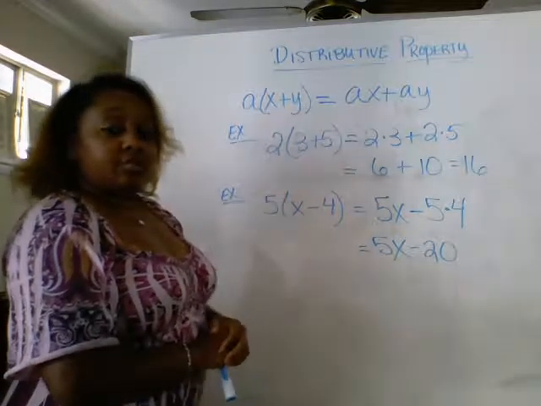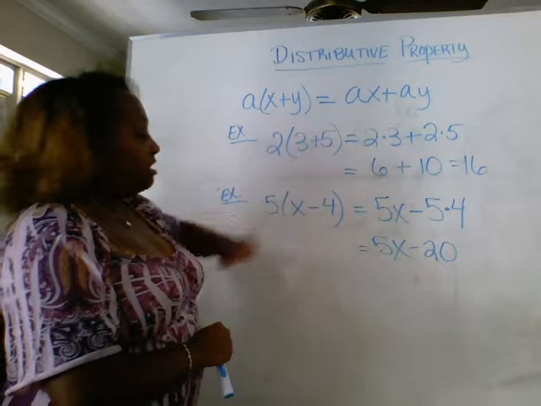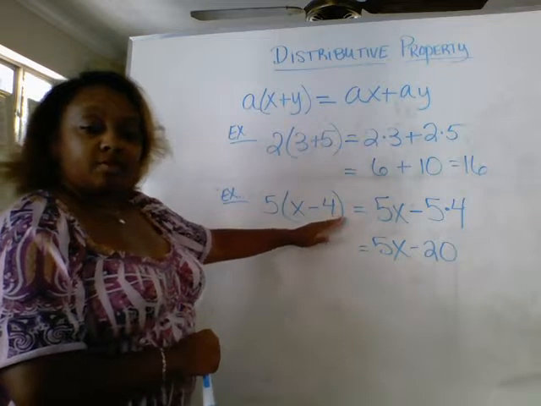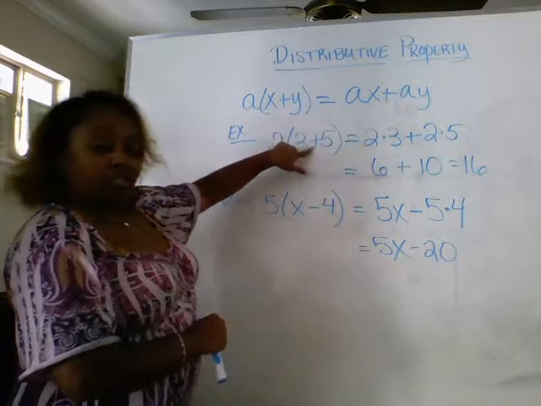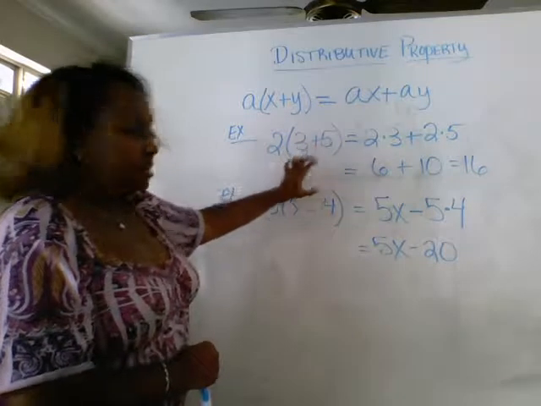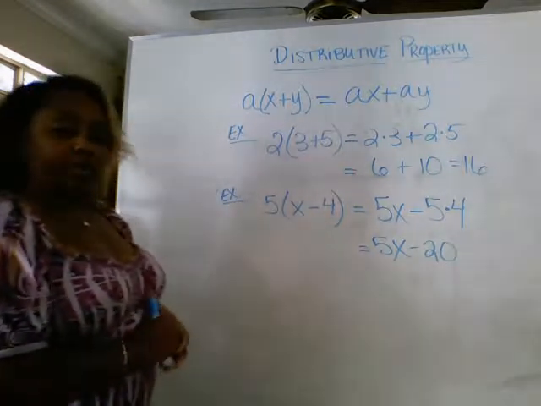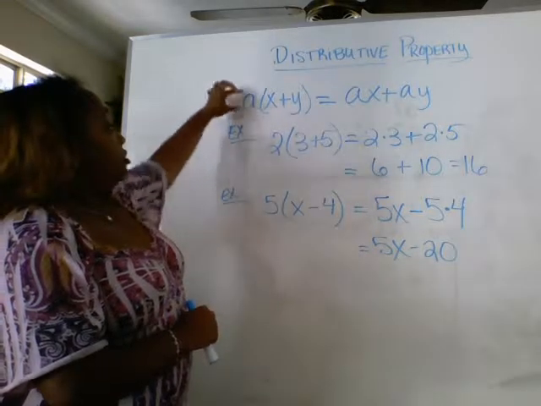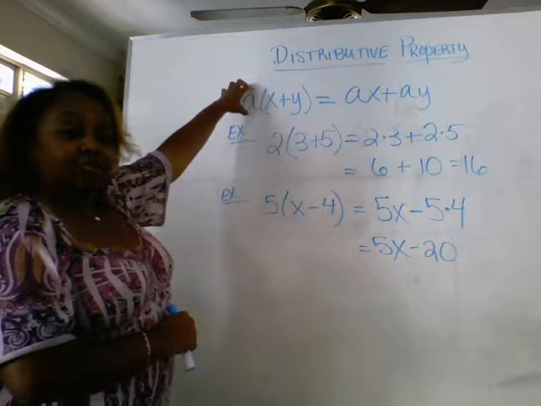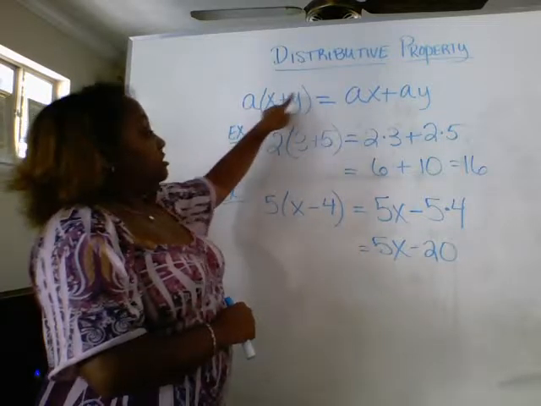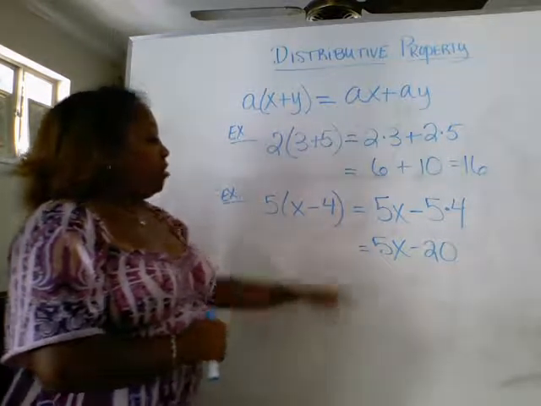X and Y were the students here. Here we had the 3 and 5. Here we had the X and the minus 4. Whatever the operation is on the inside of the classroom is the operation that will be repeated in your final answer. So there you have your distributive property. You will distribute something on the outside of the parentheses through multiplication, using addition, or subtraction.